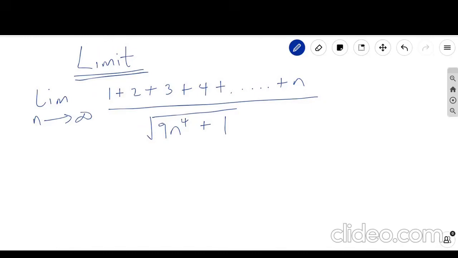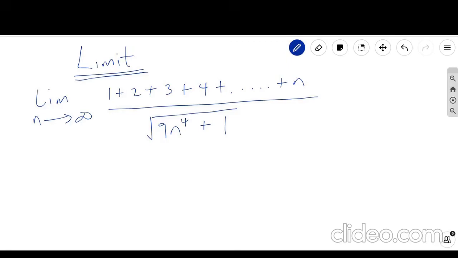Alright, so we are still on limits, and this is another question on limits. I want us to listen attentively as I solve this for us. Find the limit of (1 + 2 + 3 + 4 + ... + n) over the square root of 9n to the power 4 plus 1, as n tends to infinity.